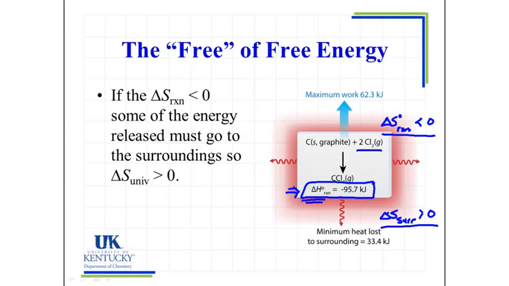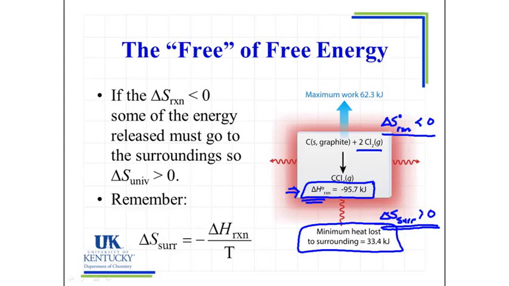So I'm not giving calculations here, but in this example, the minimum heat loss to the surroundings is going to have to be 33.4 kilojoules. I have to have that much in order to overcome the fact that the reaction was negative delta S. I have to increase the disorder by that amount. So this much heat is determined. Now, how do I know that much? Because we remember that the delta S of the surroundings is negative delta H over T.